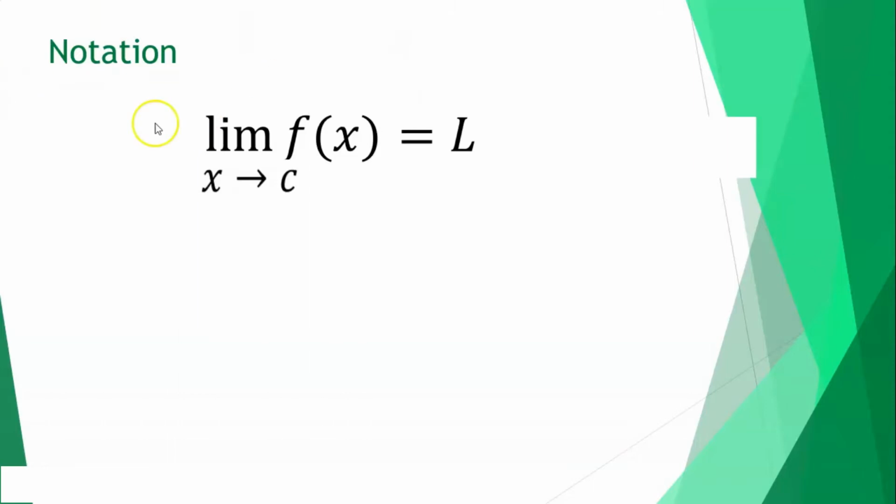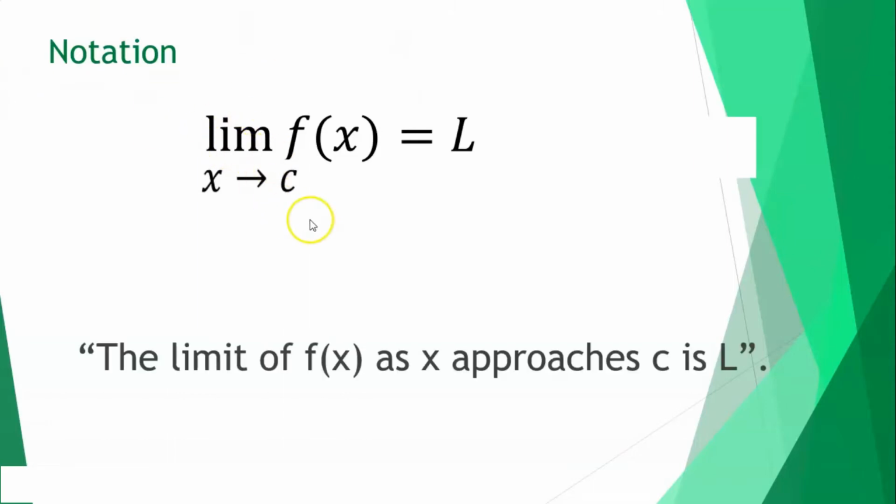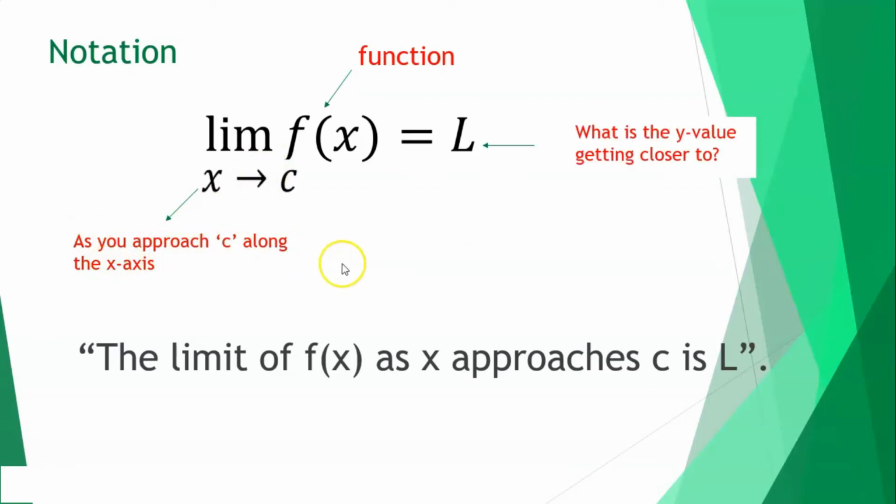This is the notation of a limit. This is read as the limit of f of x as x approaches c is L. In this case, this f of x is considered as the function. This x is what you approach c along the x-axis. Well, L, what is the y value getting closer to?